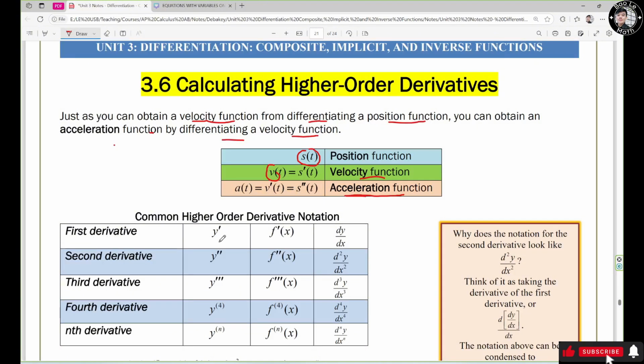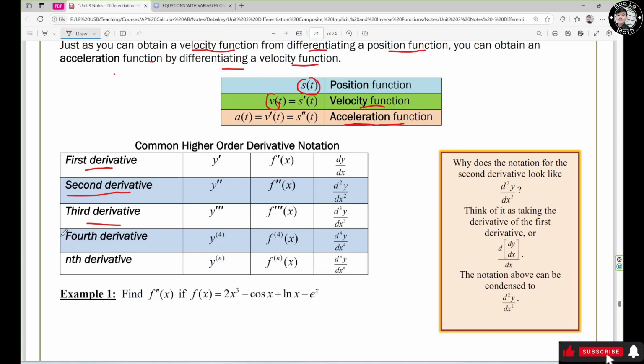Now, common higher order derivative notation. The first derivative is y prime, or f prime of s, or dy over ds. The second derivative is y double prime, or f double prime of s, or d squared y over ds squared. The third derivative is y triple prime, or f triple prime of s, or d cubed y over ds cubed. From the fourth derivative all the way up, we use a number to represent the derivative.